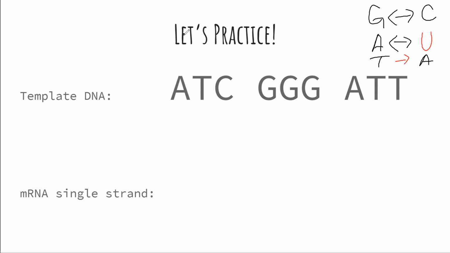in RNA. But if there is an A in DNA, it pairs with a what? A U. So that's why my arrow doesn't go back and forth when pairing T to A, because A's in DNA don't pair with T's in RNA, because RNA doesn't have T's. But if there's a T in DNA, it will pair with an A in RNA. I know it seems a little confusing. Let's do a little practice.